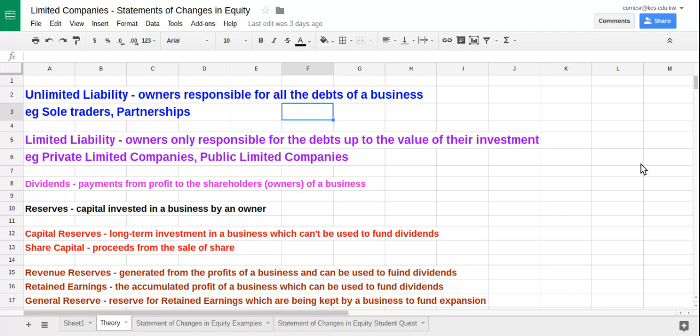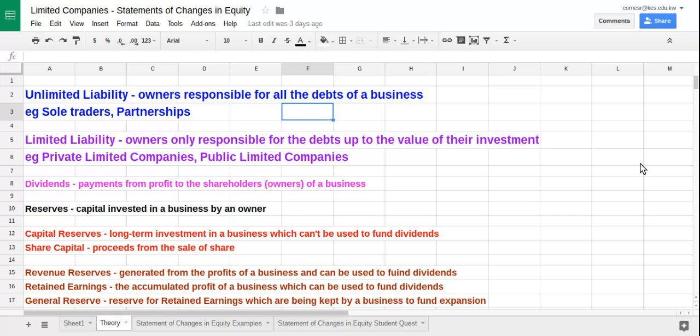Key capital reserve is share capital, and that's where the proceeds from the sale by the company of shares goes as part of a double entry. So they would receive cash and debit cash or bank, and they would credit share capital every time a share was sold. So if they sold 10 $1 shares, they would debit the bank by $10 and they would put a credit entry in the share capital.